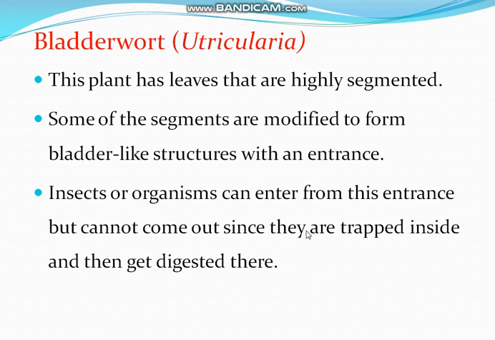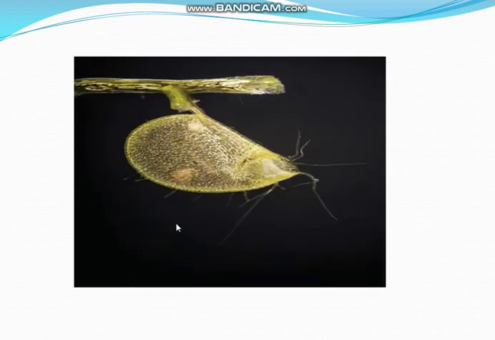And the third one, that is bladderwort. This plant has leaves that are highly segmented. Some of the segments are modified to form a bladder-like structure with an entrance. Insects or organisms can enter from this entrance but cannot come out, since they are trapped inside and then get digested there. This is the example of bladderwort. This is the bladderwort.